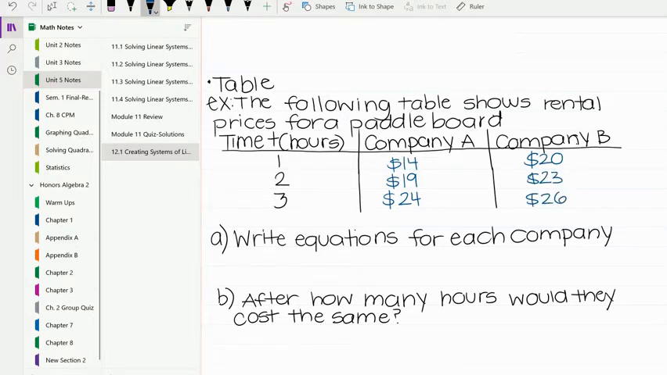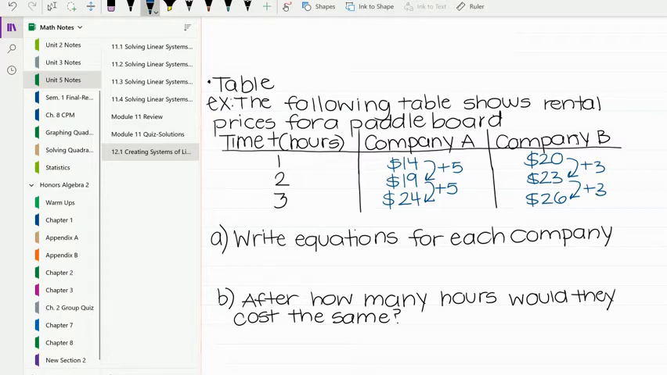A lot of students actually make a mistake when creating these equations, and I'll talk about why. But our first step is, let's figure out how much they are charging per hour. In other words, how am I getting from here to here and here to here? We can easily see that they are charging $5 per hour for company A. And then we're going to do the same for company B. We're adding $3 per hour. So we can easily see that they're charging $3 per hour.